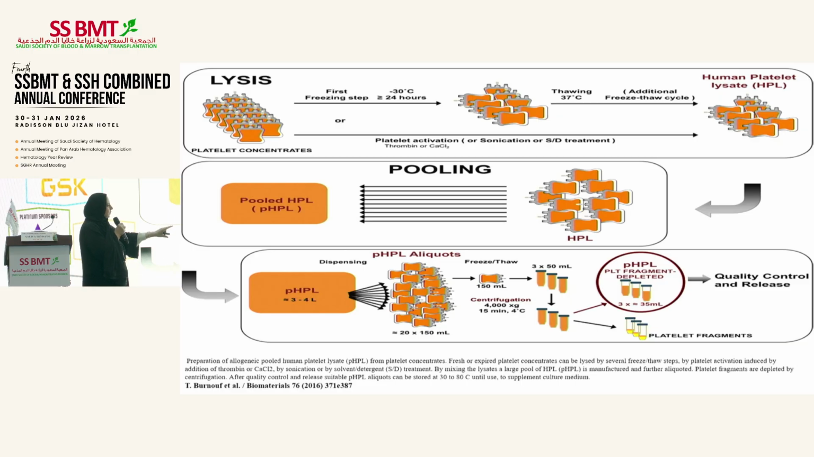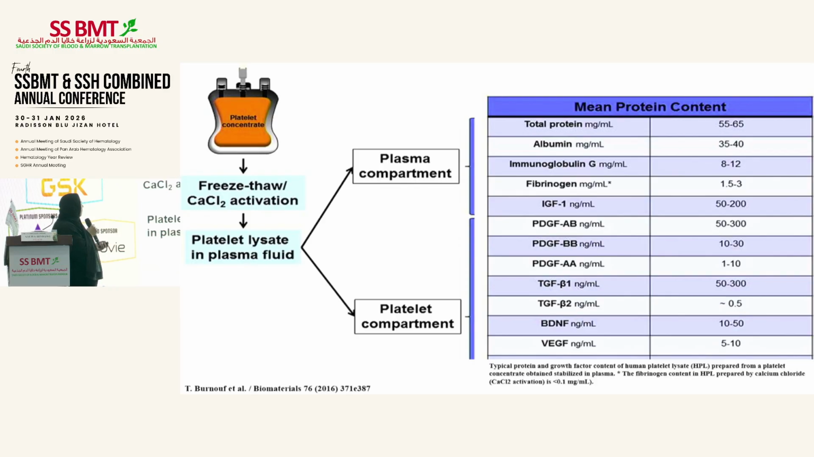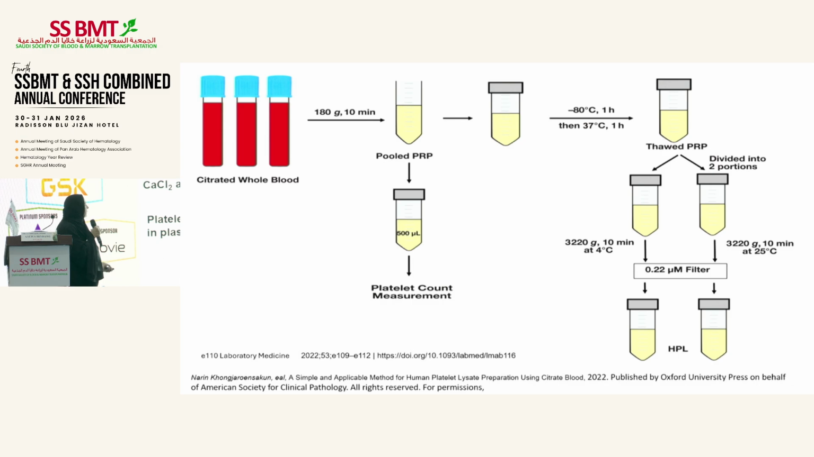For these 50 aliquots, we do centrifugation. We get rid of platelet fragments, and then we get 3 aliquots of 35 mL from each 50 aliquot. After quality control and release, keep it in the freezer. Whenever we want to use it, we can use it. This is if you want to make a large amount of platelet lysate and keep it for large use in different clinical applications. In this lysate we have a plasma compartment and a platelet compartment, and all these proteins and growth factors can be found. In some studies, they measure the content of each growth factor and protein.